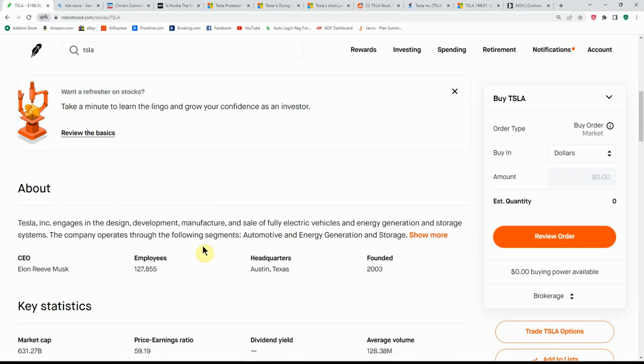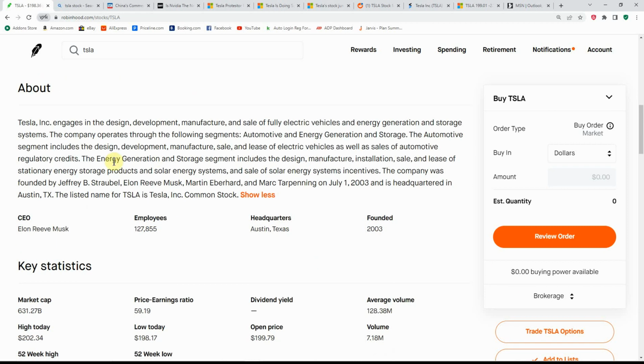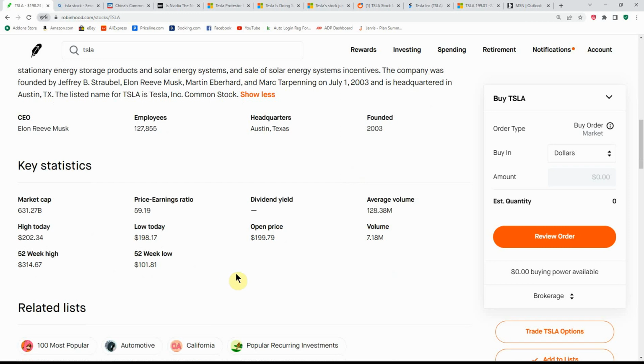It's always been volatile. I put off buying into this one for quite some time, so if you don't know much about Tesla, feel free to read that. I'm not going to read it. Elon Musk is the CEO, founded in 2003. Market cap of $631 billion.